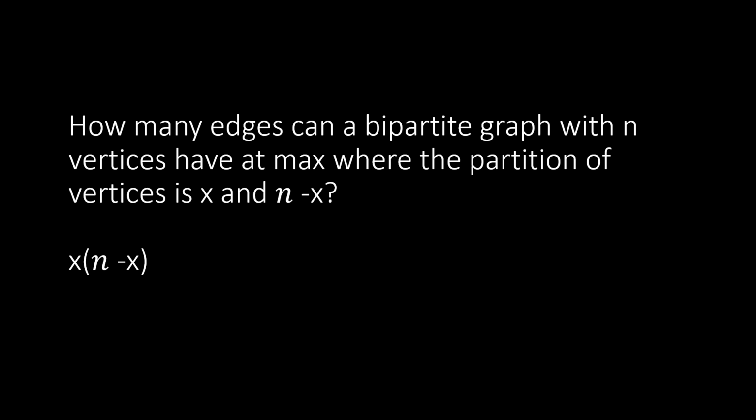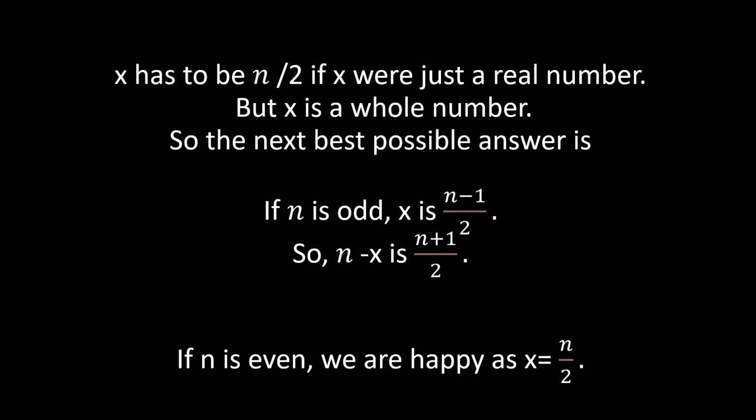Now what is the condition that this product will be the highest given n? We get from calculus that x has to be n by 2 if x were just a real number. But over here we are talking about vertices, so x has to be a whole number. So the next best possible answer will be (n minus 1) over 2 if n is odd. And if n is even, then of course x is equal to n by 2.